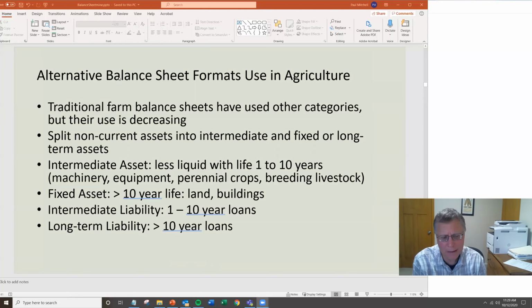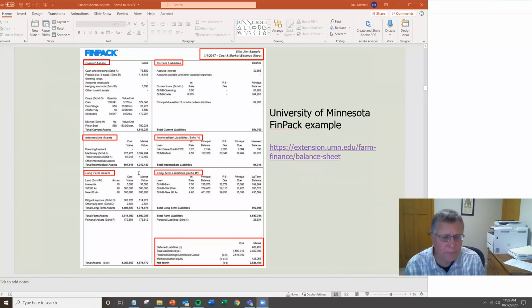And same on the liability side. 1 to 10 year loans are in the intermediate liability, and the long term are in the more than 10 years. So here's an example from FinPac. This is done out of the University of Minnesota. This is an example from 2017. Well, this date is after 2017. But it's just an example for illustrative purposes. Slim Jim sample. It's obviously an example. And there are plenty of people in that part of the state of Wisconsin, the western part, that, Minnesota, Minneapolis, St.